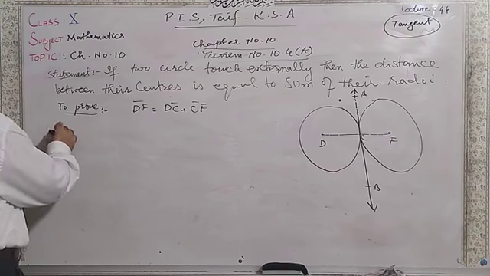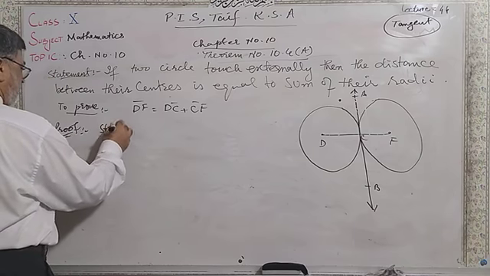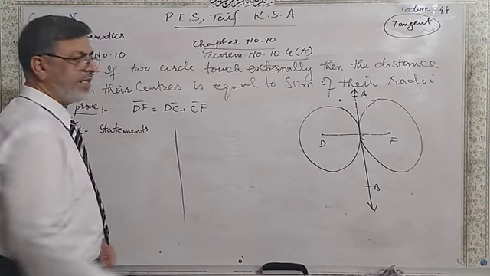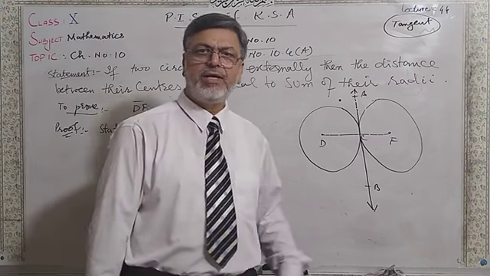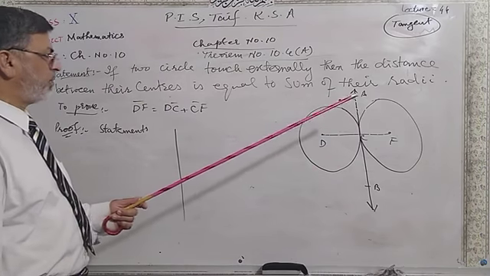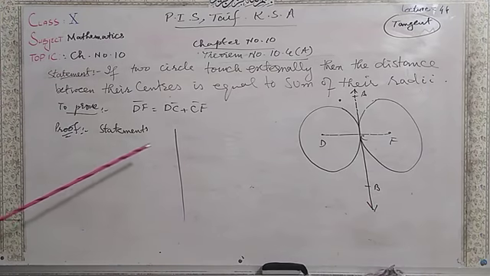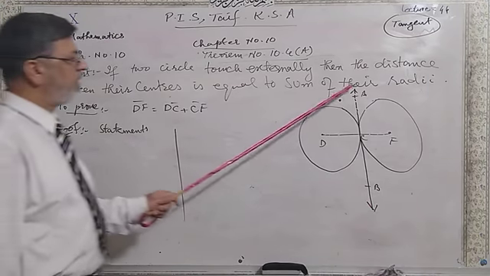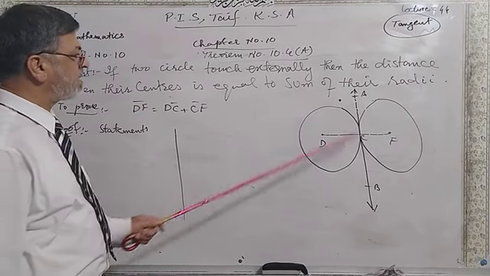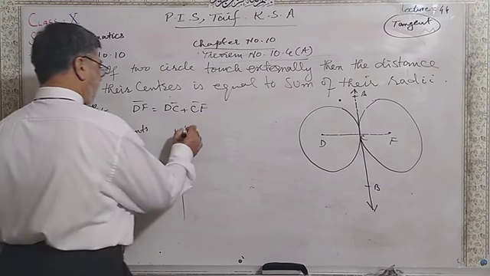After that, the proof. Dear students, when I am explaining the theorems, you must take your books in front of you and listen to me carefully. Given, to prove, construction, I am not writing. Actually, the main body of the theorem is the proof, and you should listen to me carefully so that you can understand the given, to prove, etc. Statements and reasons.